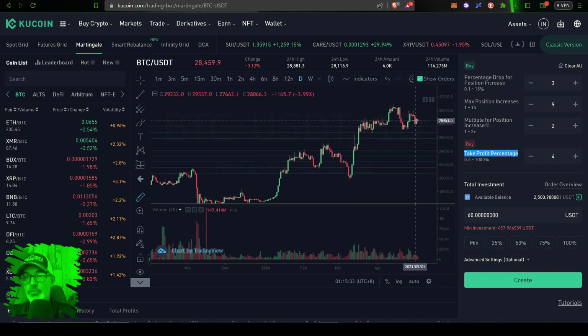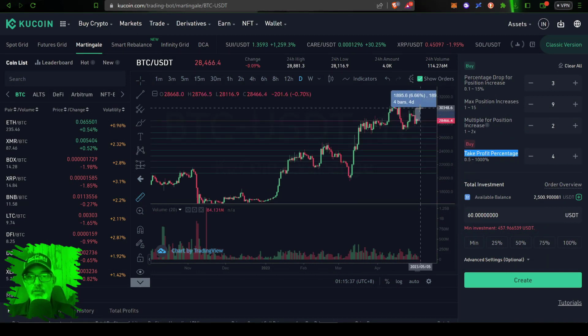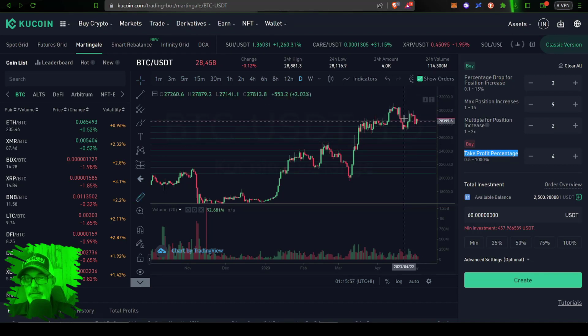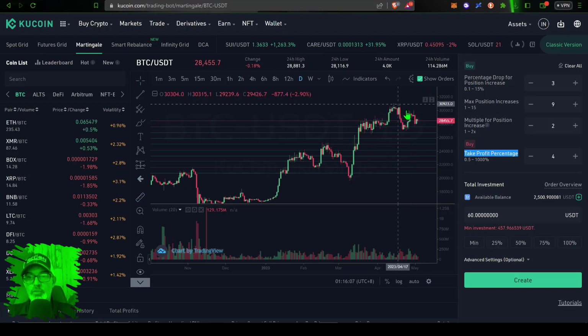Now, if you're curious where that 4% profit would come in at, if we use our little measure tool, that 4% profit is going to be right around the top of these candles here where Bitcoin recently found resistance. Now, I could actually jump that number up to, say, 6%, which would be more in line with the top of these candles. So let's go ahead and take that to 6%. And so now I have all the parameters configured.